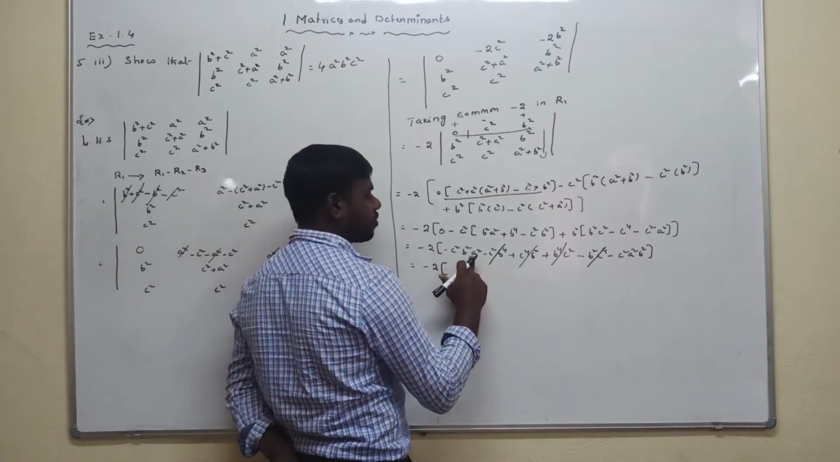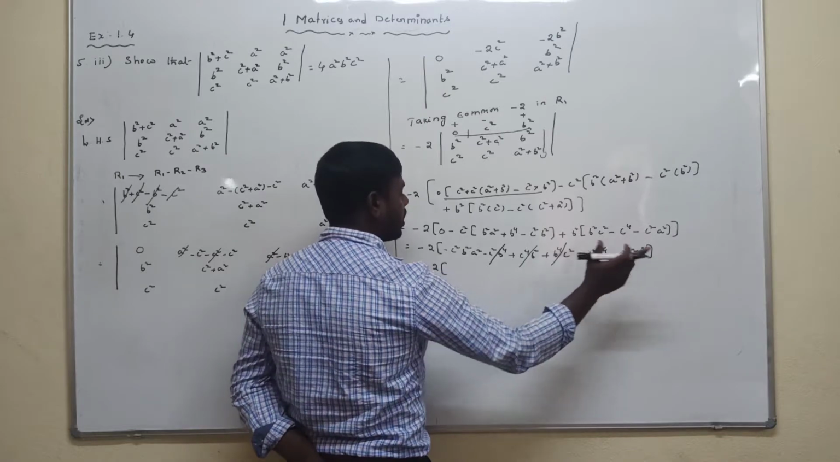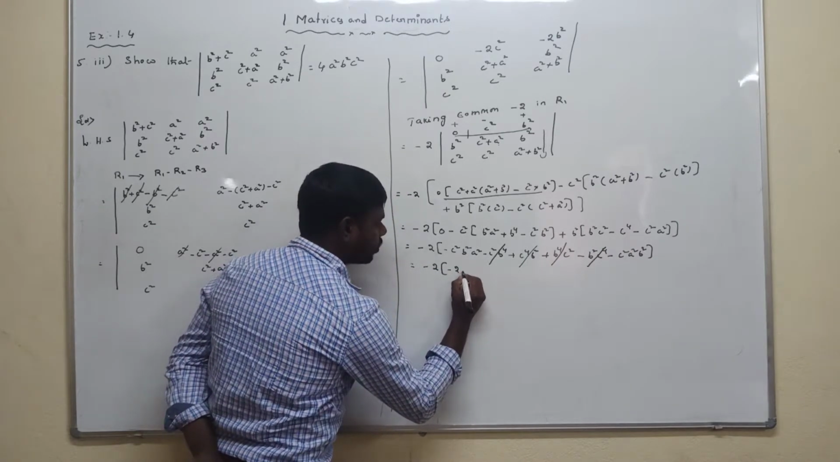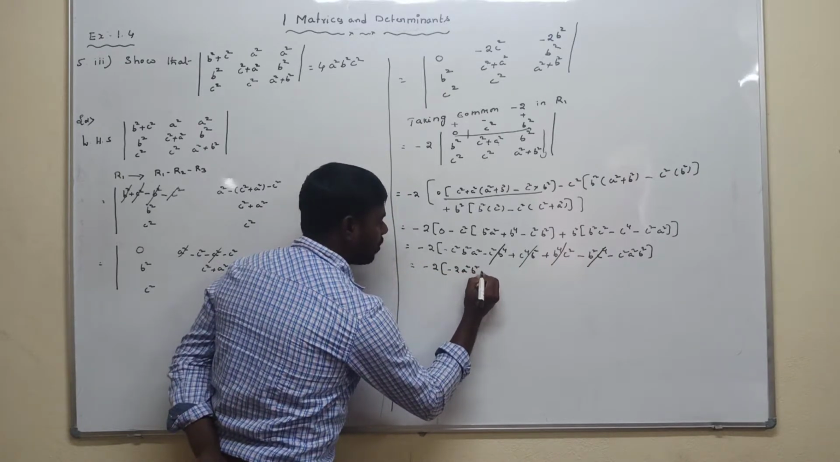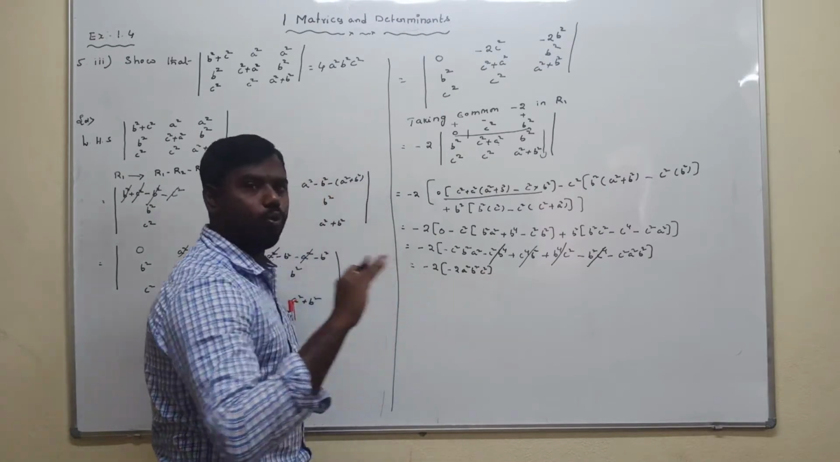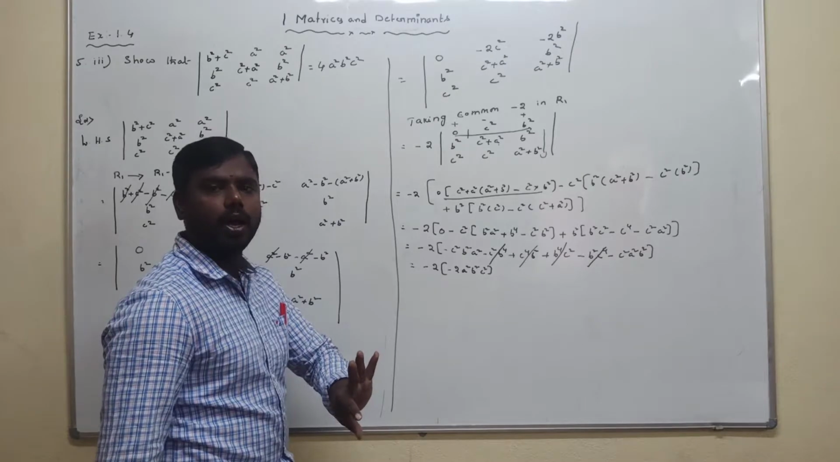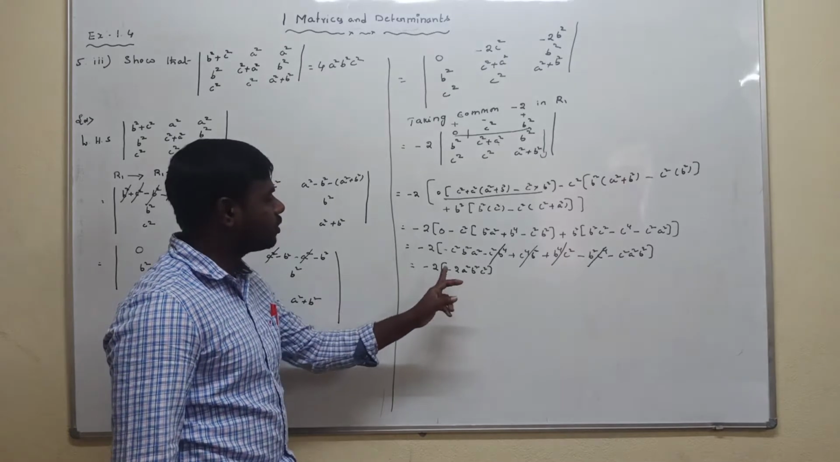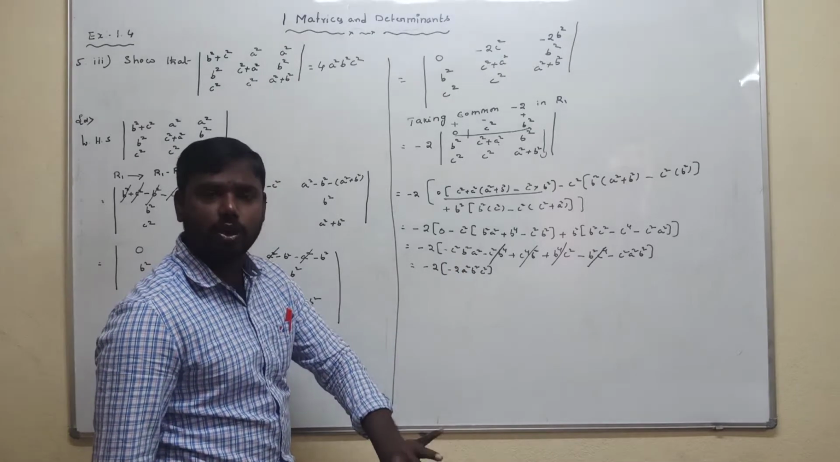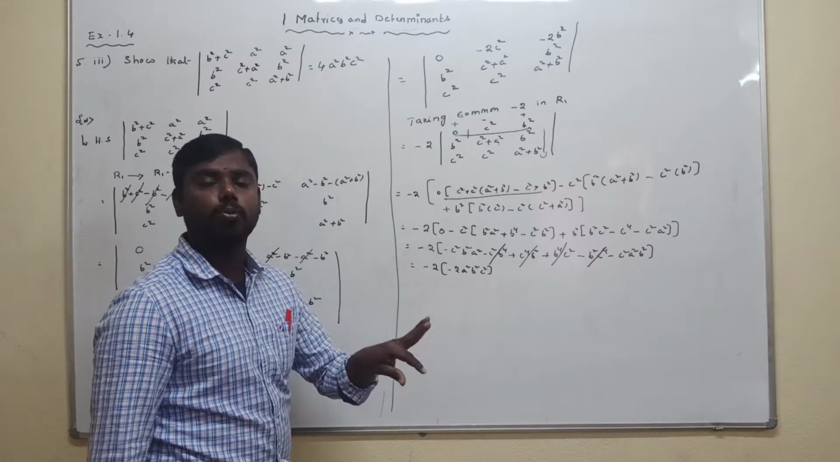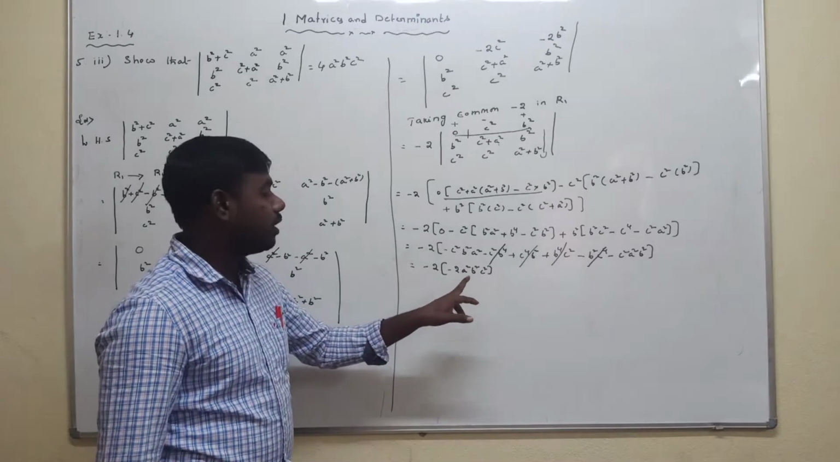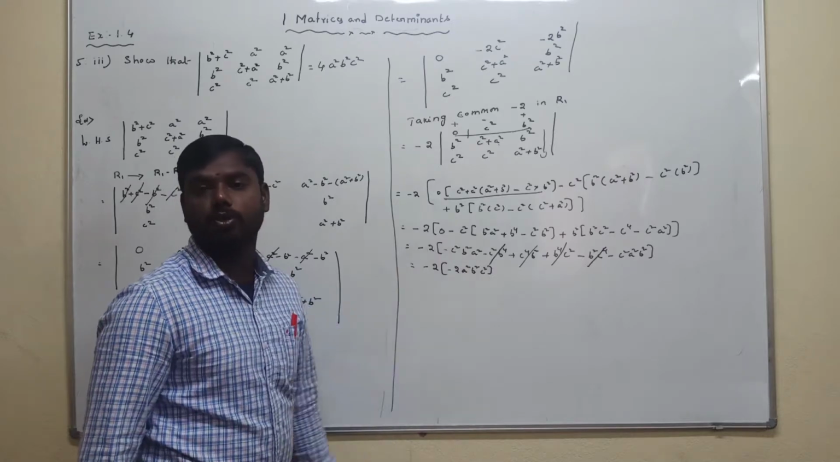minus c square b square a square minus c square b square a square. That value can be written as minus 2 of a square b square c square. You should write 1 into 2, 2 into 1, both values are same, but the product is with interchanged values. Here also c square b square a square or a square b square c square, both are same. That's why I am writing orderly minus 2 into a square into b square into c square.